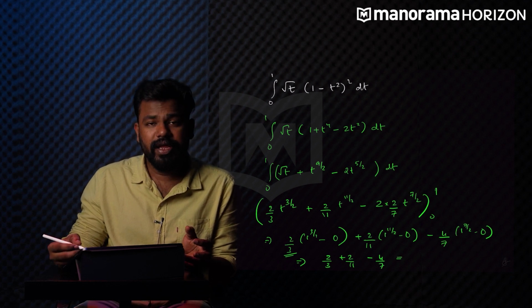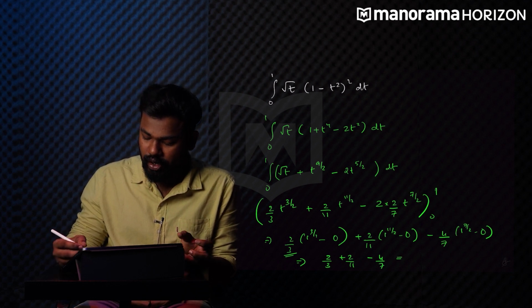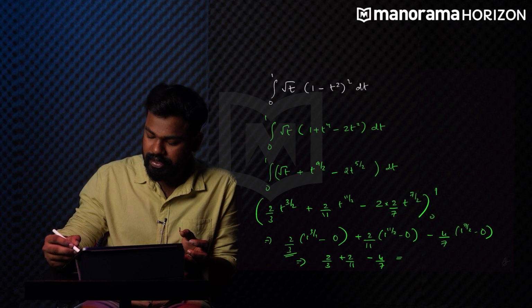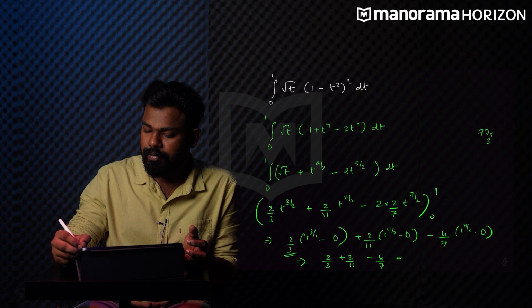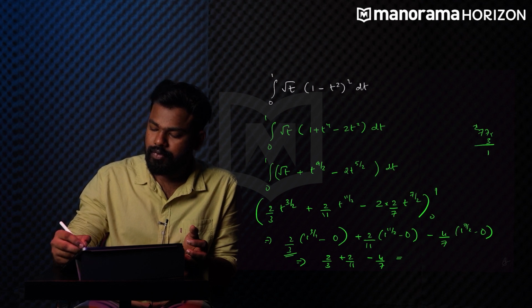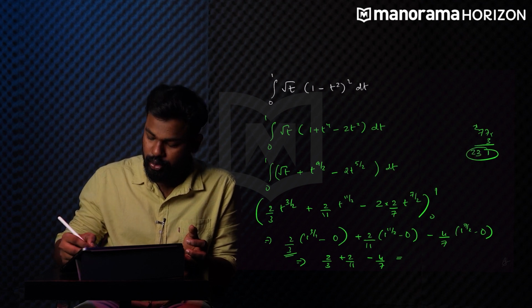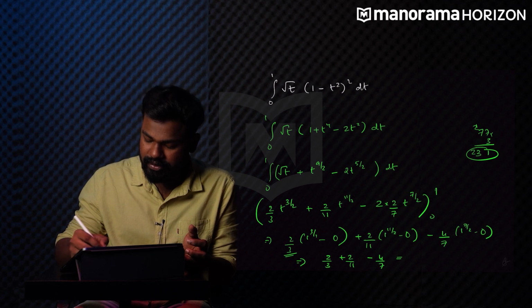Take the LCM of 3, 11 and 7. So all are prime numbers. So the LCM will be 77 into 3, which will be nothing but 231. So you have to finally calculate all these things. That is 2 by 3. You have to multiply with 77.